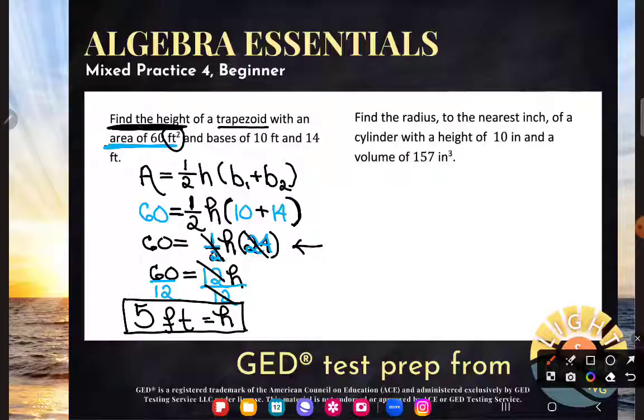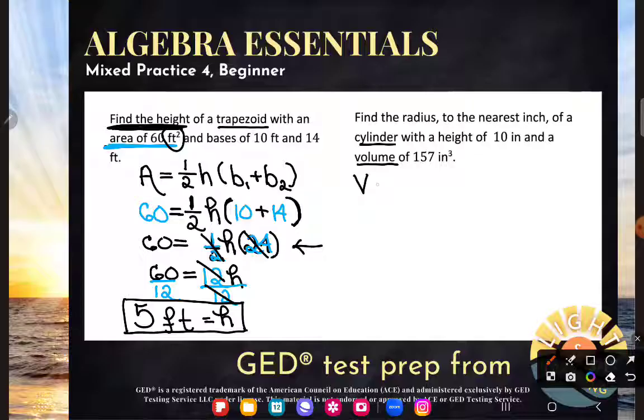All right. Find the radius to the nearest inch of a cylinder with a height of 10 inches and a volume of 157 cubic inches. Again, hitting up the GED formula sheet, you will see we don't have the radius of a cylinder formula, but we sure do have the volume of a cylinder formula, and it has radius in it nicely.